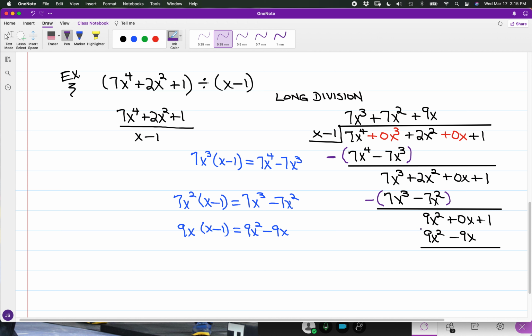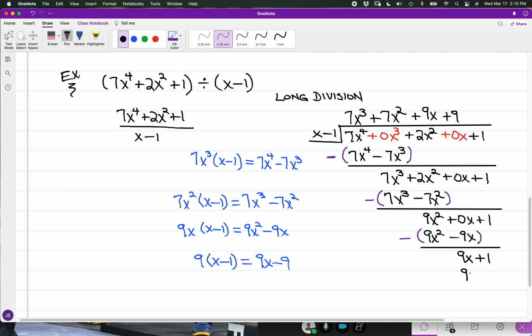And looking at, once again, subtract, so we have 9x squared minus itself. Then we have 0 minus negative 9x, or 0 plus 9x, so we have 9x. Then we have plus 1 to be brought down, and then we have x into 9x. Okay, so this is going to be at 9. So 9 times the quantity of x minus 1, so we have 9x minus 9.